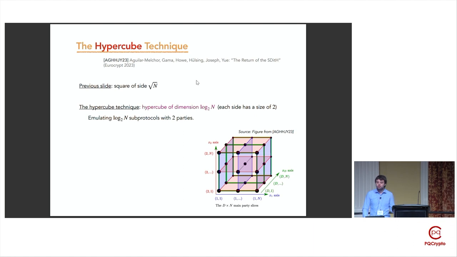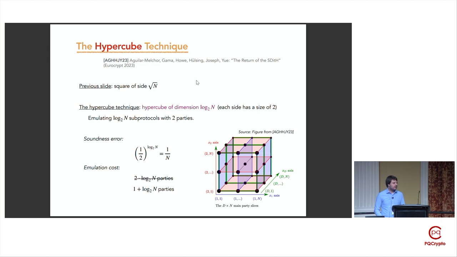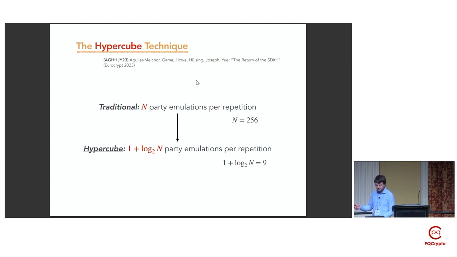The soundness will be the same since it will be one over 2 to the log of N, which is 1 over N. And the emulation cost will be 2 times log N parties. Thanks to the little trick I showed you previously, we can save one emulation per dimension. In fact, the cost of the emulation with this technique is 1 plus log N parties. Just to sum up, with the traditional approach, we have N emulations. In the hypercube approach introduced at Eurocrypt, we have only 1 plus log N emulations, which makes things cheaper.